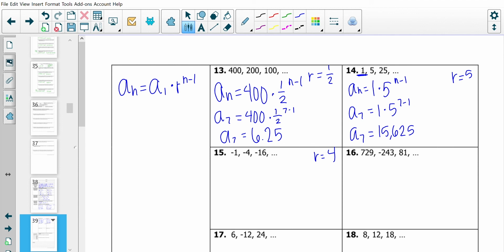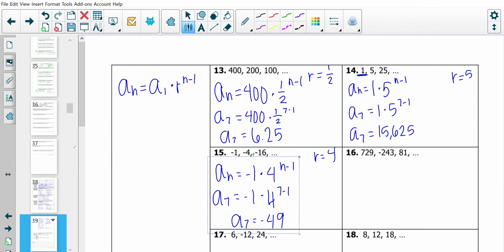All right, so a sub n equals, what was my initial value? Negative 1 times 4 to the power of n minus 1. So a sub 7 equals negative 1 times 4 to the power of 7 minus 1. What do you get? Negative 4,096. I didn't write it right.